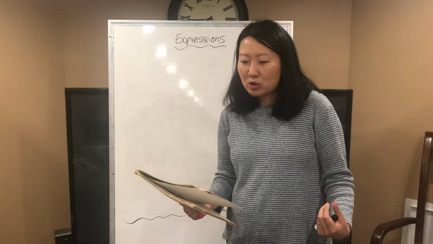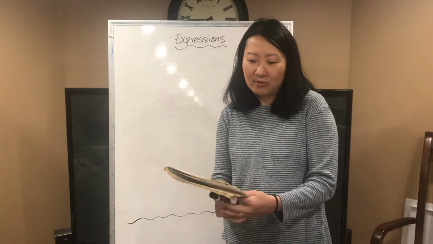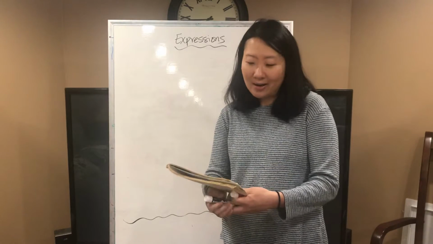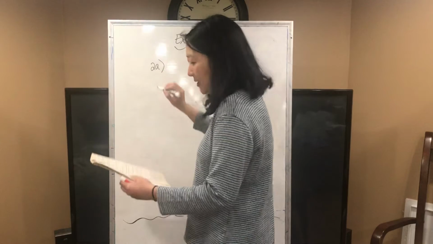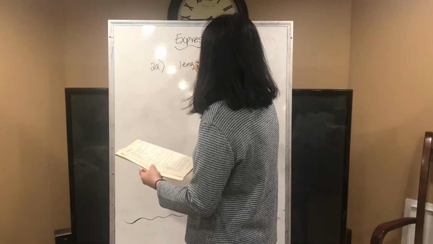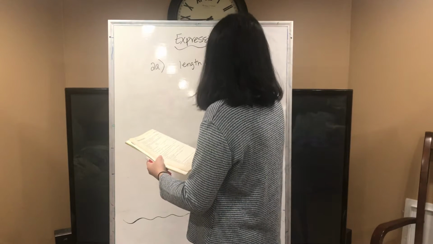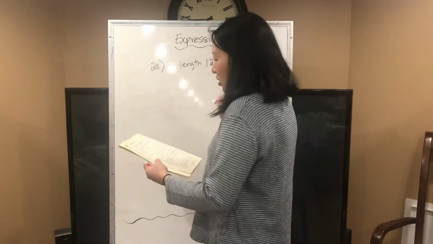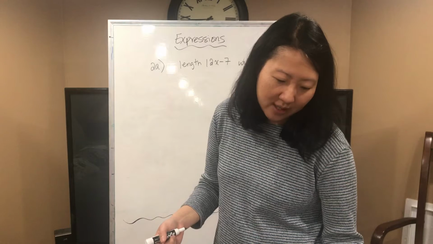So number 2 on the worksheet talks about the lengths and widths of rectangles, and they want you to find an expression for the area and one for the perimeter. So if you look at 2A, they give you that the length is 12x minus 7, and the width is 5. And you have to find an expression for the perimeter and for the area.